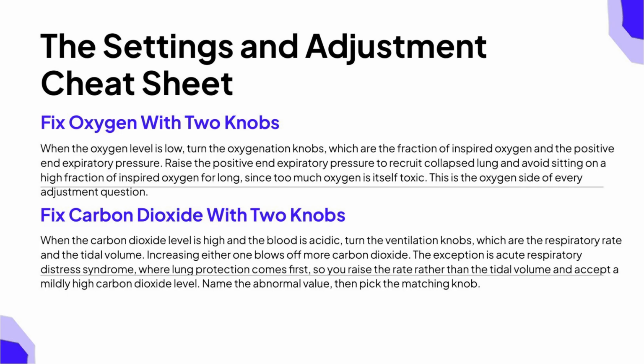In acute respiratory distress syndrome, lung protection comes first, so you raise the respiratory rate rather than the tidal volume, and you accept a mildly high carbon dioxide level. So on test day, name the abnormal value first, decide if it is an oxygen problem or a carbon dioxide problem, and then reach for the matching pair of knobs.